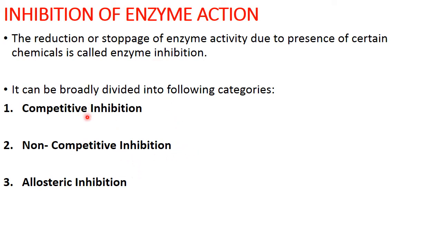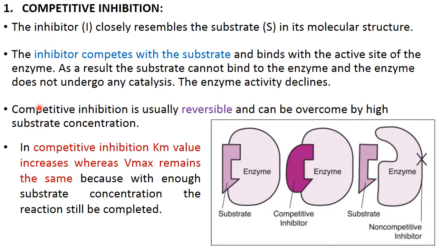पहले है competitive inhibition, next is non-competitive inhibition, third is allosteric inhibition. So first coming competitive inhibition meaning competition होगा किसके बीच में, इनहिबिटर और सबस्ट्रेट के बीच में. क्यों कंपटीशन होगा, क्योंकि जो इनहिबिटर का जो मॉलिक्यूलर स्ट्रक्चर है वो किसके साथ रिजेंबल करेगा, सबस्ट्रेट के साथ. चूंकि इनहिबिटर और सबस्ट्रेट का सेम मॉलिक्यूलर स्ट्रक्चर है तो वो दोनों किसके साथ बाइंड कर सकते हैं, टू द एक्टिव साइट ऑफ द एंजाइम.